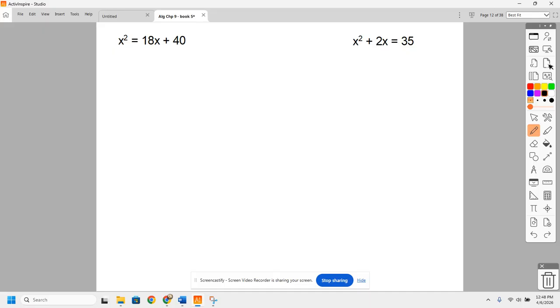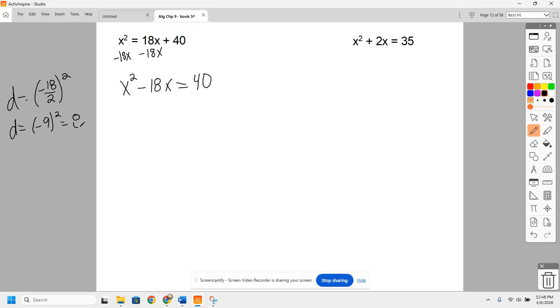So I'm actually going to move 18x to the other side. So subtract 18x from both sides. Instead of moving the c term, I have to move the x term because I want it to be x squared and x on the left and then the constant on the right. So I'm going to go find d now. D is equal to negative 18 over 2 squared. So d is equal to a negative 9 squared. 81 is what d equals.